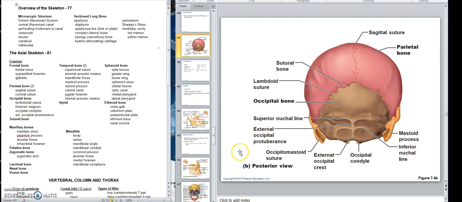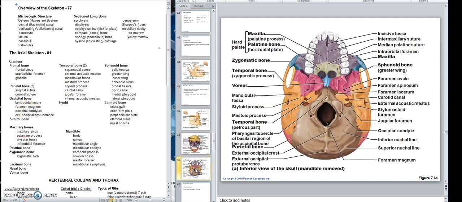The foramen magnum is this big hole right here that the spinal cord comes out of. The occipital condyles are these things right here, and what they do is articulate with vertebra number 1, which we'll be looking at a little later. The external occipital protuberance is that hump at the back of your head that you may be able to feel. All right.